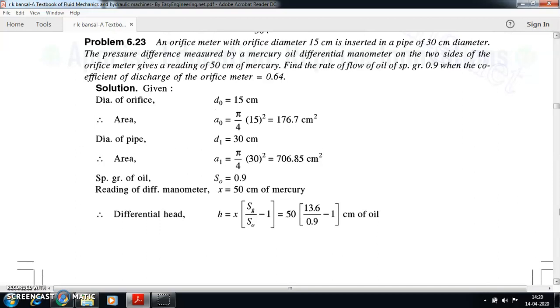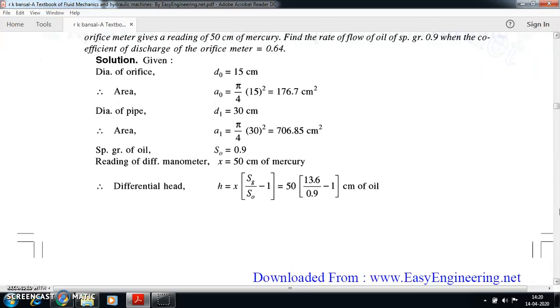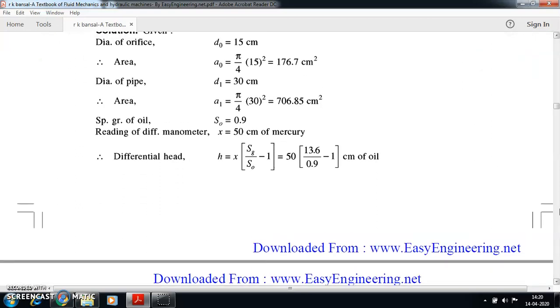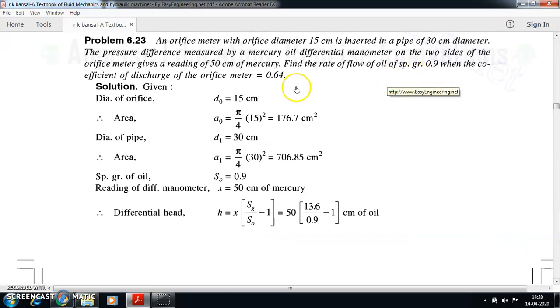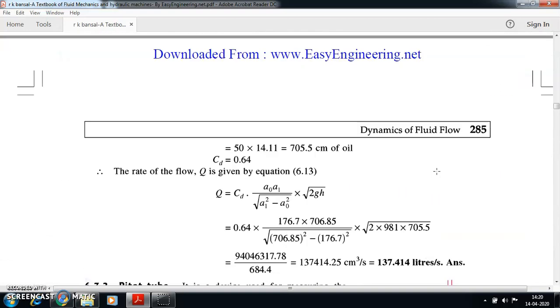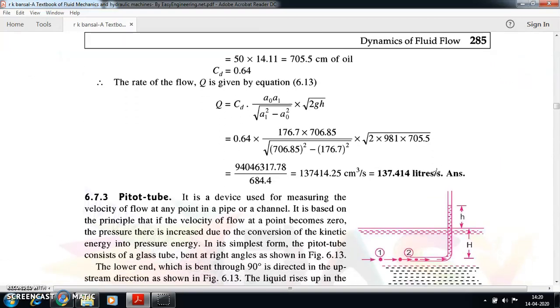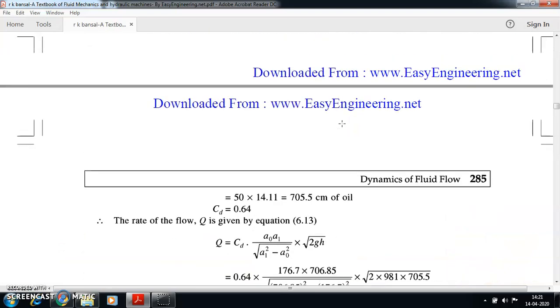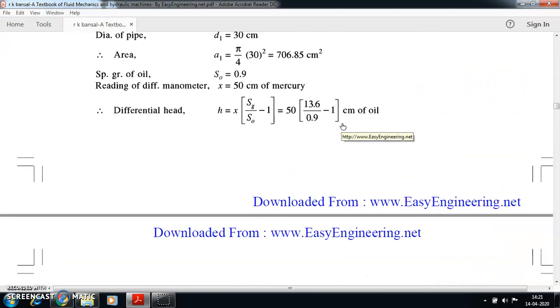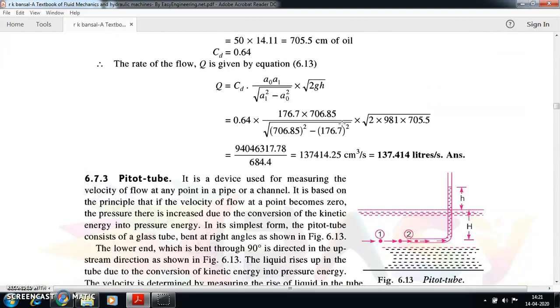They are using manometer. Now you need to find the rate of flow given that CD value is 0.64. So the coefficient of discharge is given to you as 0.64. So use this data, go to your Q equation, CD into A0 into A1 into root of 2gH divided by root of A1 square minus A0 square. I know all the values over here. Everything is known to me. So I can directly use it and find out the value, right?